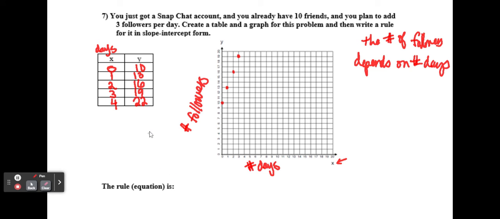And our rule is we get the number of followers from the 10 friends we start with plus 3 friends we gain each day. So if that helps you to say it and kind of write the equation at the same time, we started with 10, that's our y-intercept, or our initial value. See how it crosses the y-axis right here? And then we add that to 3 times x, the 3 followers we gain per day. You're always kind of looking for that. That's usually the slope, the number we multiply by the x.